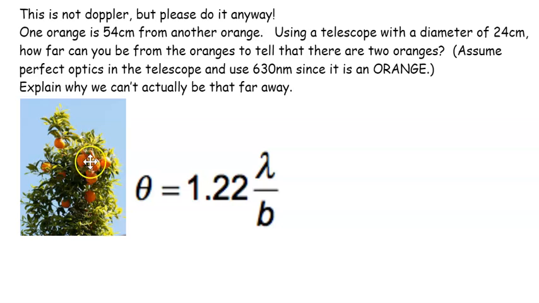But since they're oranges, we will estimate that the wavelength coming off of them is orange. So that's the 630 nanometers, which we'll have to turn into meters. The 1.22 is because we are using a telescope, so it has a diameter. It's not a slit opening, but is instead a circular opening. And we need the diameter to be in meters here. D is the diameter of that circular opening. So we'll take the 24 and turn it into meters, and that'll be easy plug and chug.